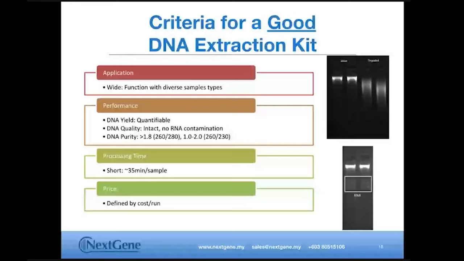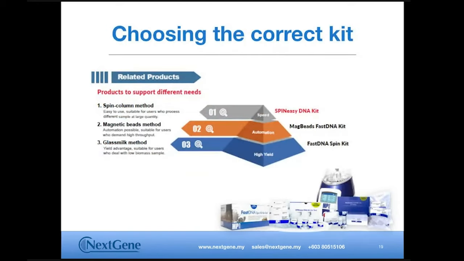1 to 2.0. Then another good criterion of a DNA extraction kit is that it has a short processing time. What is considered short here is approximately 35 minutes per sample. Lastly, the difference in price. Of course, we have to calculate the cost per run for each sample. So that will be under consideration for a good DNA extraction kit.